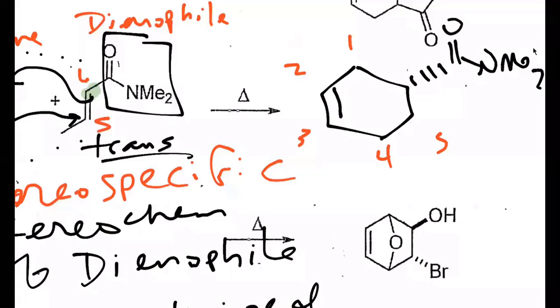And then the other piece on 5, that should be a methyl group. But since it's trans in the starting material, it's got to be trans. They have to be trans in the product. Are you following that? You see how this is dashed and that's wedged? That's what it means for the reaction to be stereospecific. Whatever groups are on that dienophile, if they're cis on the dienophile, they need to be cis in the product. And if they're trans on the dienophile, they need to be trans in the product.